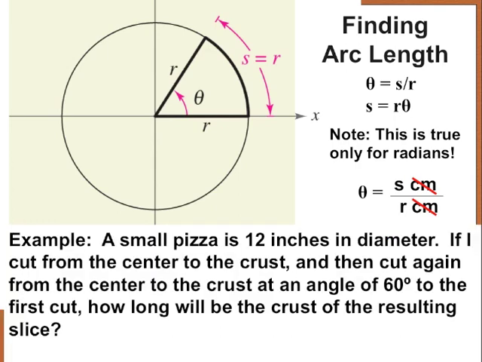Here, let's do this example. A small pizza is 12 inches in diameter. If I cut from the center to the crust, and then cut again from the center to the crust at an angle of 60 degrees to the first cut, how long will be the crust of the resulting slice?